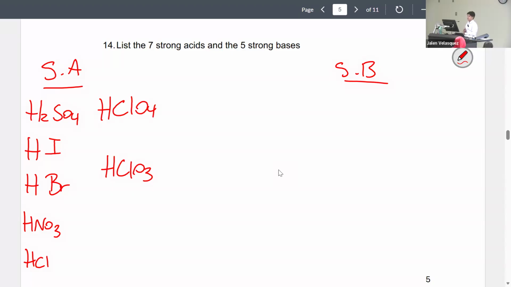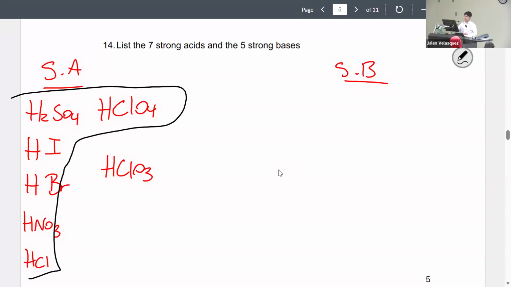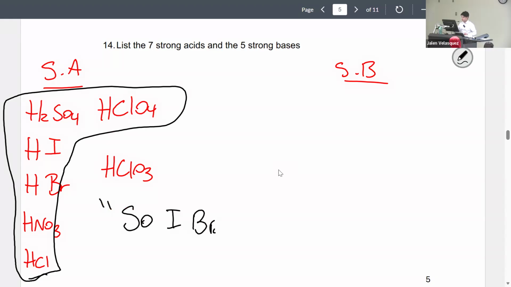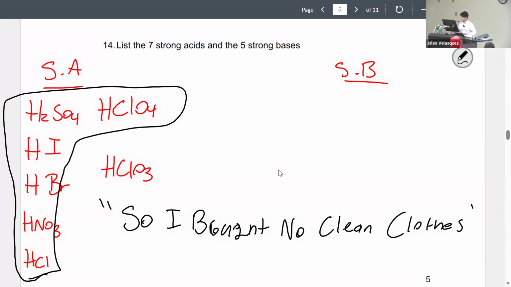You need to know the name of it as well as the formula for it. Okay. So if you remember the acronym I taught you guys, it works for 6 of them, and that extra one you just have to memorize. So remember, so I brought no clean clothes. Okay, and this acronym kind of goes in the order of these acids that I listed out, right?